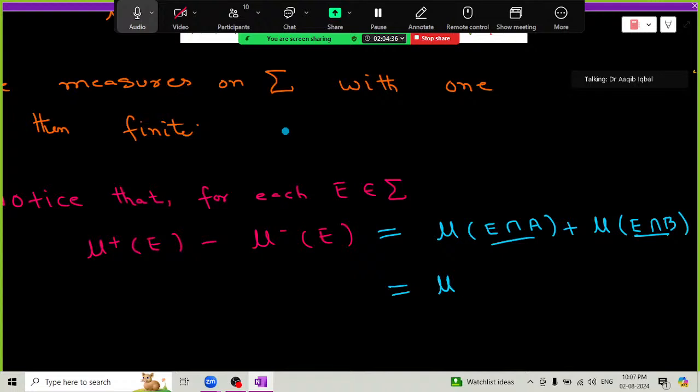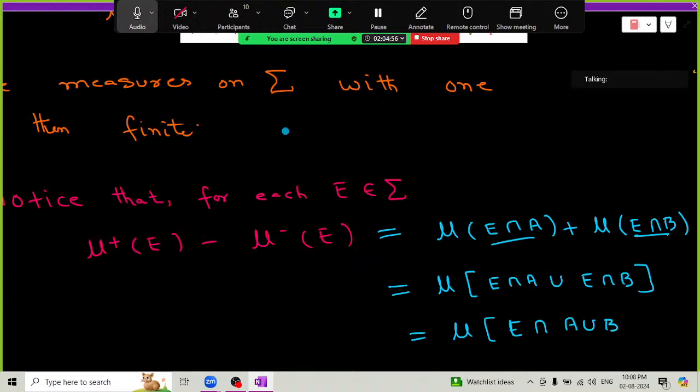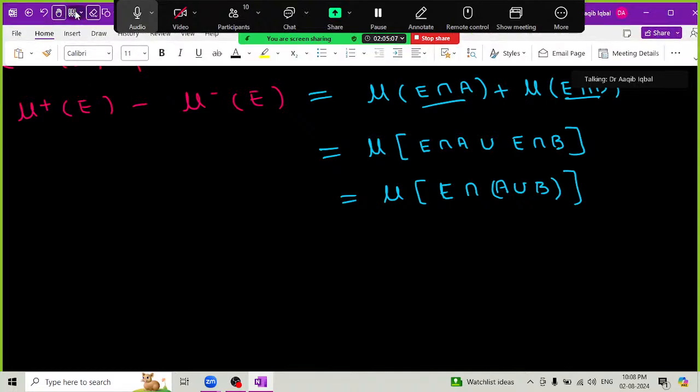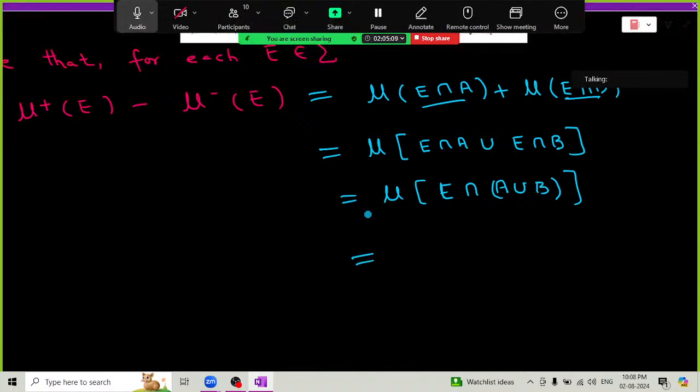So I can write this as mu of e intersected with a union e intersected with b. E common आएगा, so therefore it will be mu of E intersected with A union B. Now A comma B is a Hahn decomposition, so A union B will be X. So this is E intersected with X. E intersected with X is E. So this is actually mu of E.